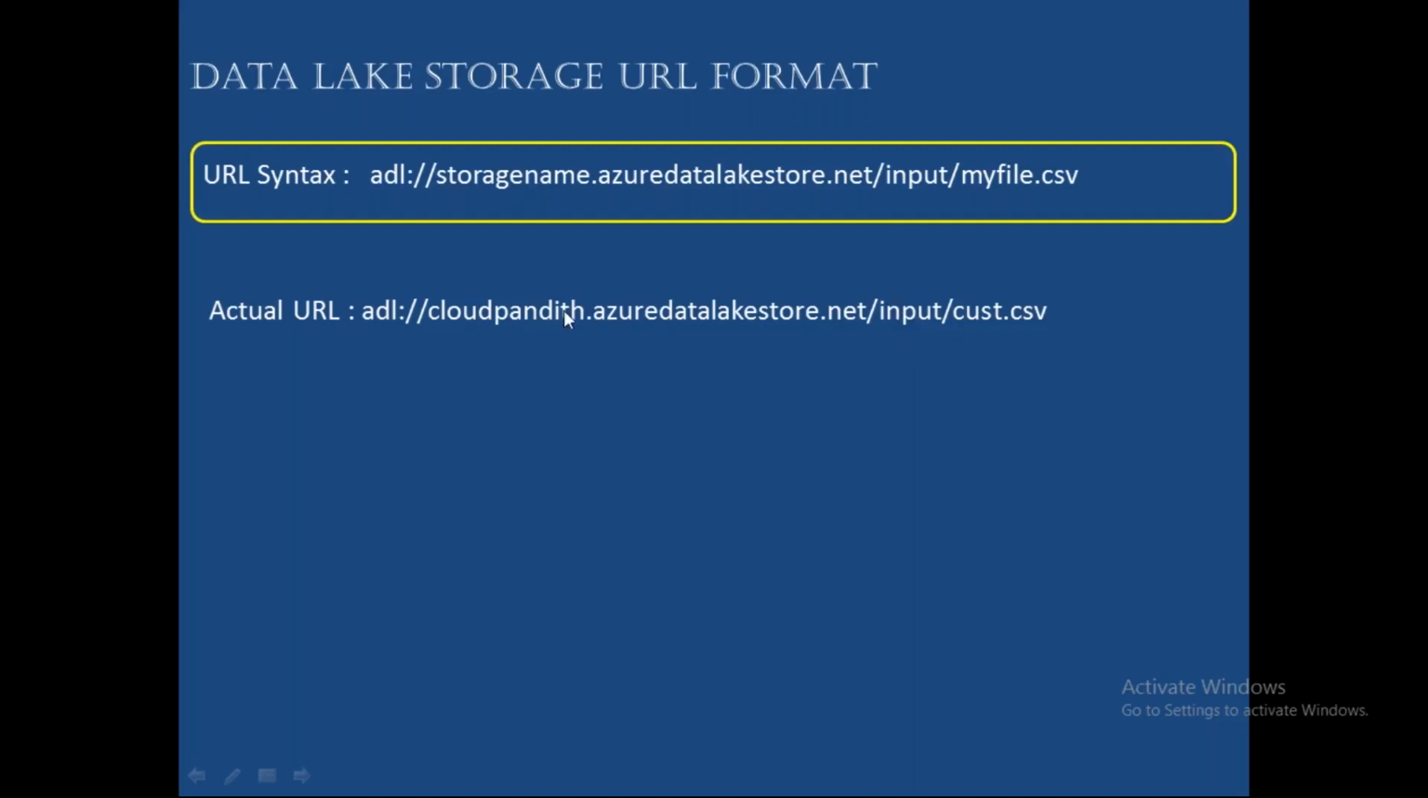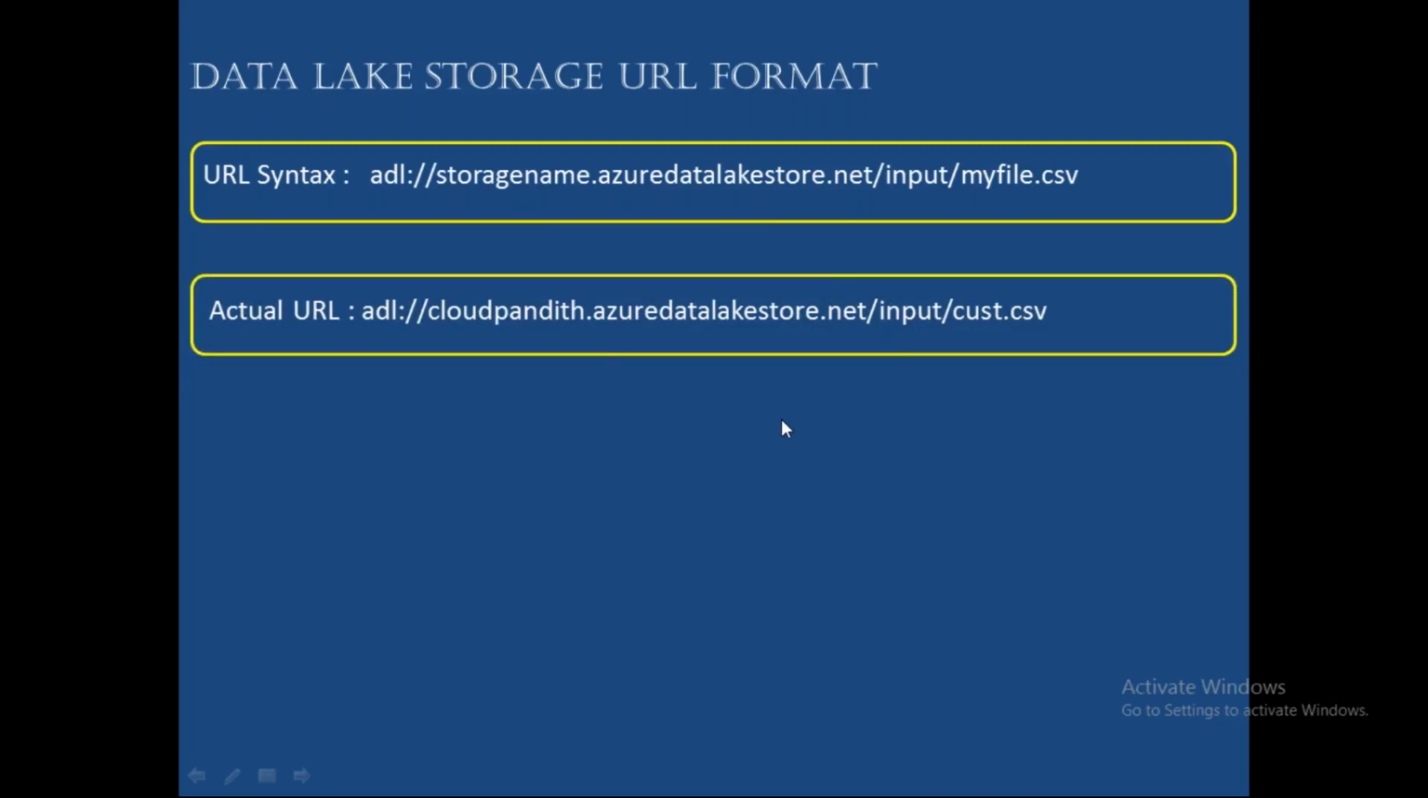Inside cloudpandit I have an input folder, and inside the input folder I have cust.csv. Now you need to understand the container is cloudpandit. Inside that I am going to create an input folder, and inside the input folder I will have cust.csv, meaning cust.csv is available at the third level. First cloudpandit, inside that input, inside input cust.csv, right? So this is how we need to form it.